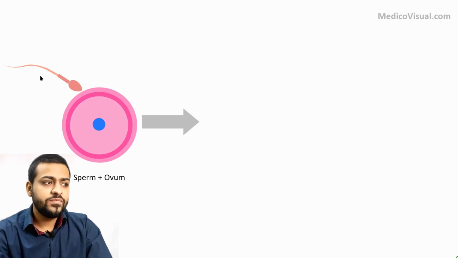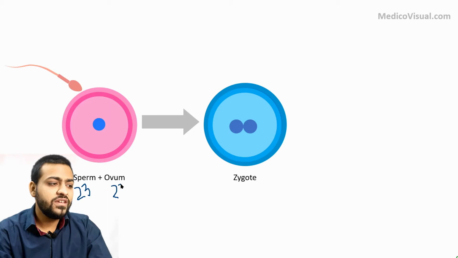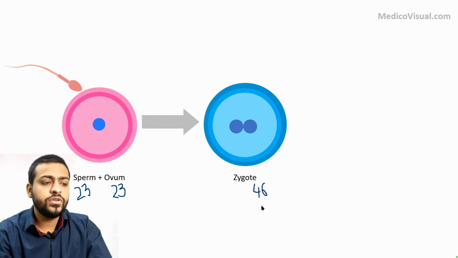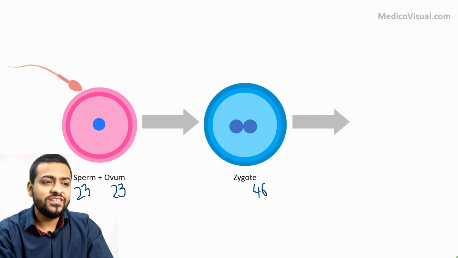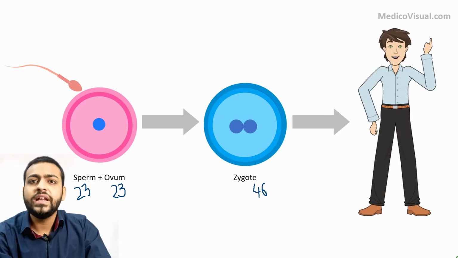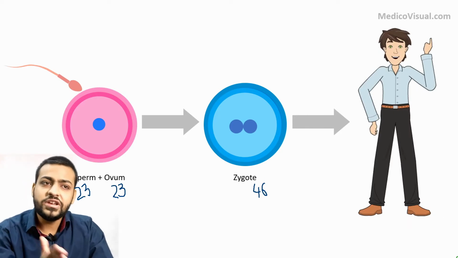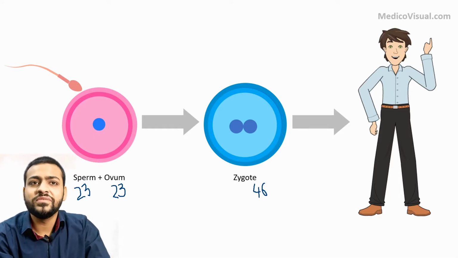As we have discussed previously, sperm and ovum combine through fertilization to form a zygote. Sperm has how many chromosomes? 23. And ovum has how many chromosomes? 23. So 23 plus 23 combine to form a zygote with 46 chromosomes. Through subsequent division from the zygote, a complete organism will be formed, and each cell of that human will have 46 chromosomes.